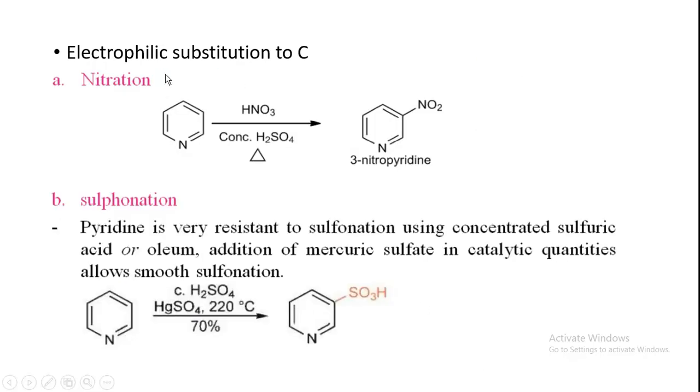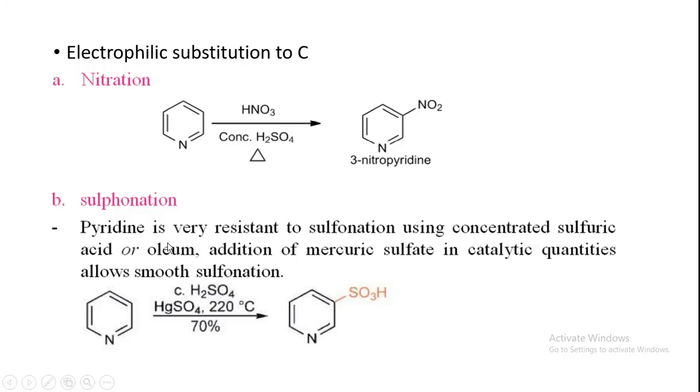So next, electrophilic substitution takes place at the C3 position, we know. The reactions are nitration. Simply with HNO3 and concentrated H2SO4 under heat, you will get a nitro group attached at C3. Okay, that is electrophilic substitution to carbon. So 3-nitropyridine. Then sulfonation. Pyridine is very resistant to sulfonation using concentrated sulfuric acid or oleum.